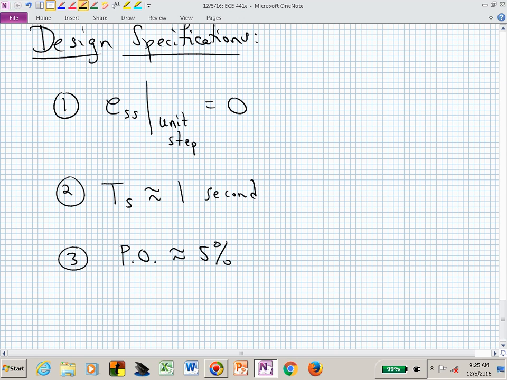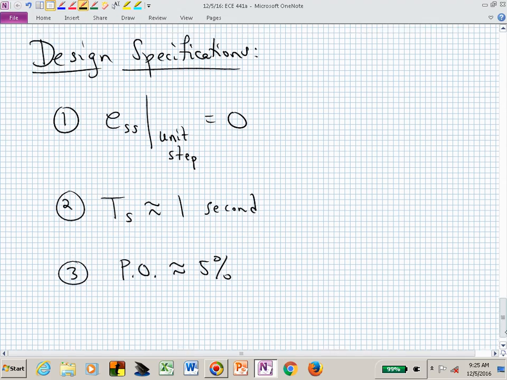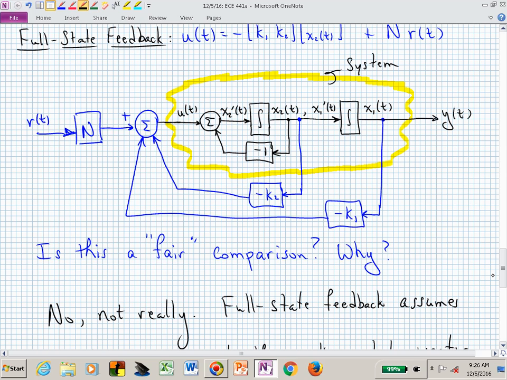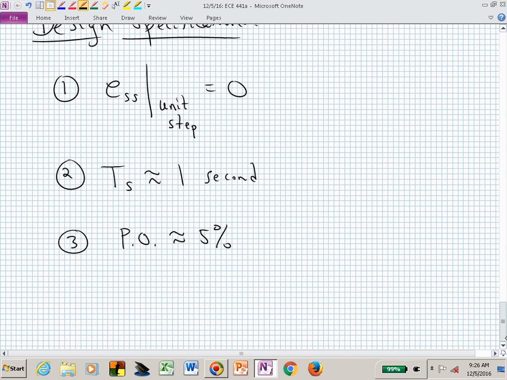Now, with those design specifications, how do we proceed? We want to design a controller for the output feedback case, we want to build a G sub C of s, and we want to find gains for our K matrix and our N to achieve this in both of these cases. Based on these design specifications, what might we start doing to approach this? Can you start to obtain information that will guide your design process based on these design specifications?